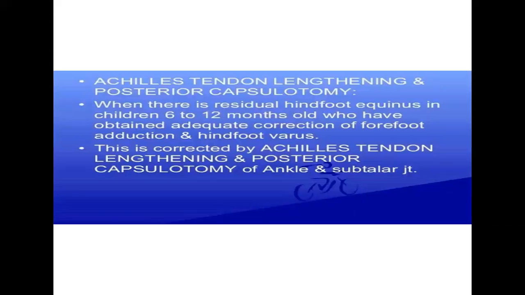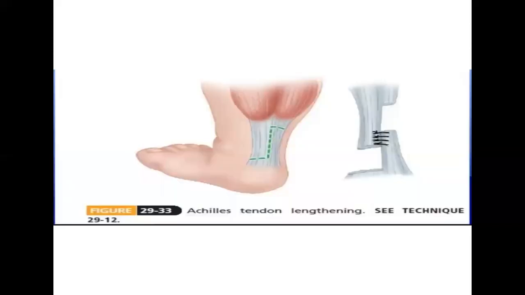Achilles tendon lengthening and posterior capsulotomy. When there is residual hindfoot equinus in children 6 to 12 months old who have obtained adequate correction of forefoot adduction and hindfoot varus, this is corrected by Achilles tendon lengthening and posterior capsulotomy of the ankle and subtalar joint. Achilles tendon lengthening techniques.